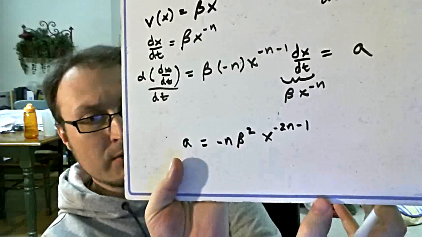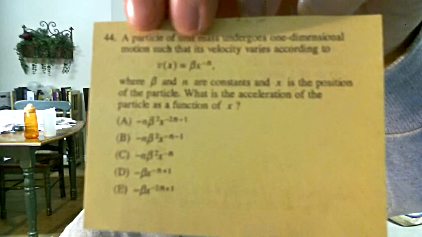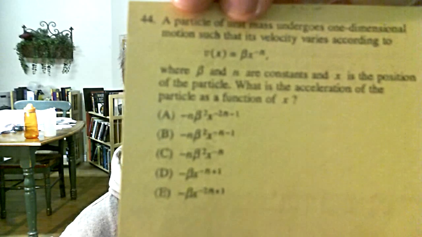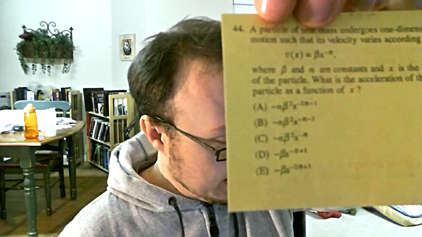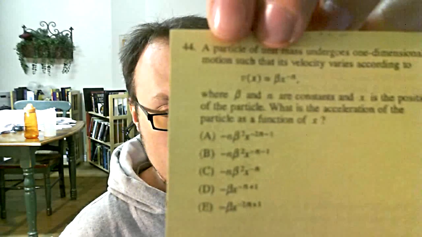And that's what I will be scrambling to look for in the answers, and I hope I did that right. Is it there? It looks like it's there. I see it under answer A: negative n beta squared x to the negative 2n minus 1. Okay, so that would be the one I would pick, answer A.